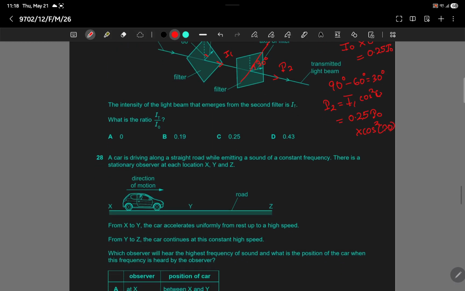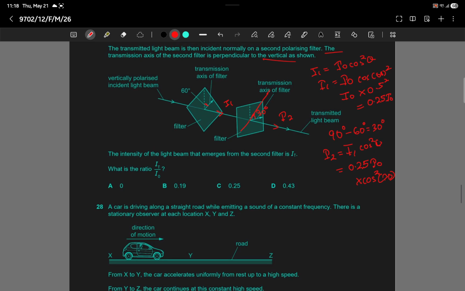Right. So now if we make a ratio of this, the ratio would be 0.25 I naught into cos squared 30 divided by 0.25 I naught. This roughly comes out to be 0.1875, which, if you round it off, is 0.19.